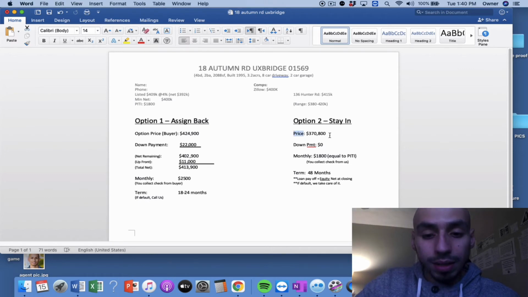And you can see here the price is much less because we're taking on more risk by guaranteeing a payment every month. When I say guarantee, we're not guaranteeing debt. We're just putting our name. We're basically making the payment every single month. That is what I mean by that.